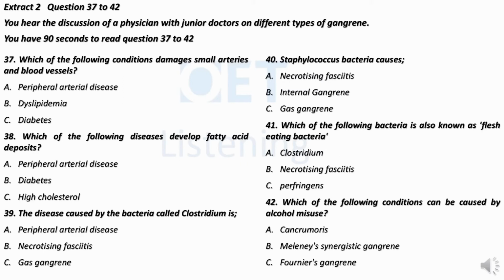Mullaney's synergistic gangrene is a rare type seen in patients after surgery. Mullaney's synergistic gangrene is caused by S. aureus and Streptococcus organisms. One of the recognizable symptoms is the presence of extremely painful lesions that usually form in the second week after surgery or minor trauma.